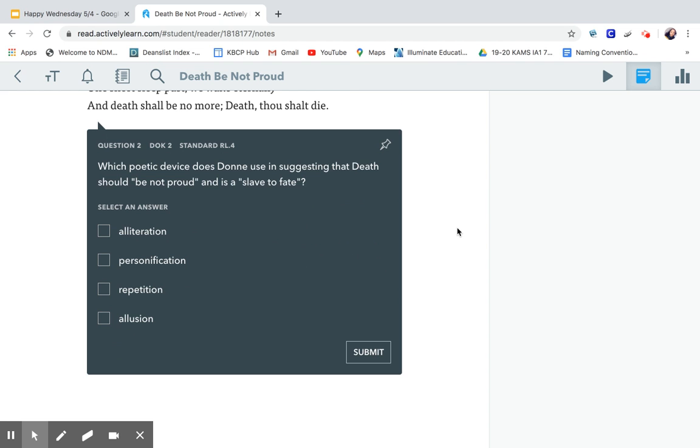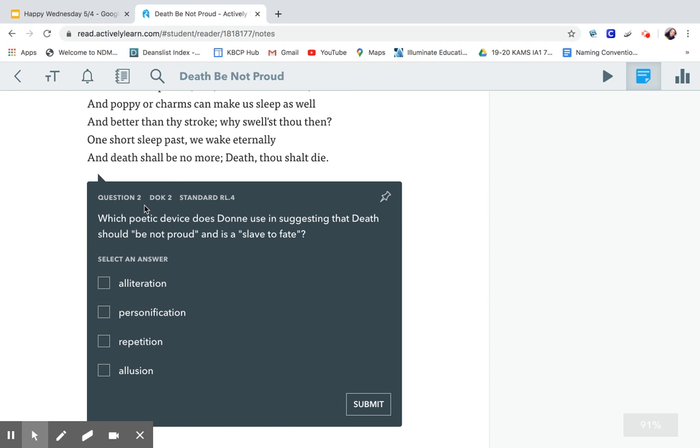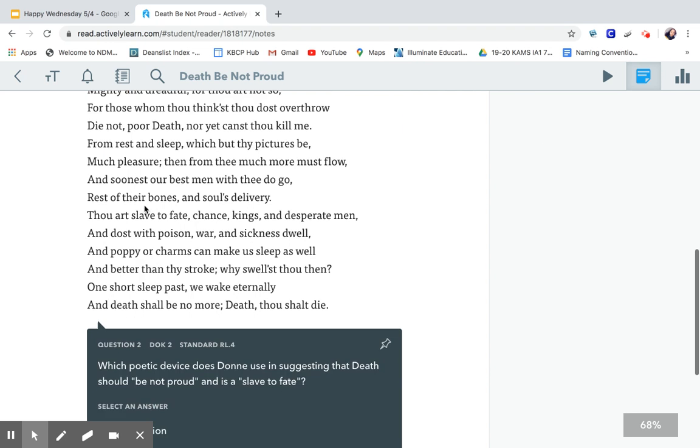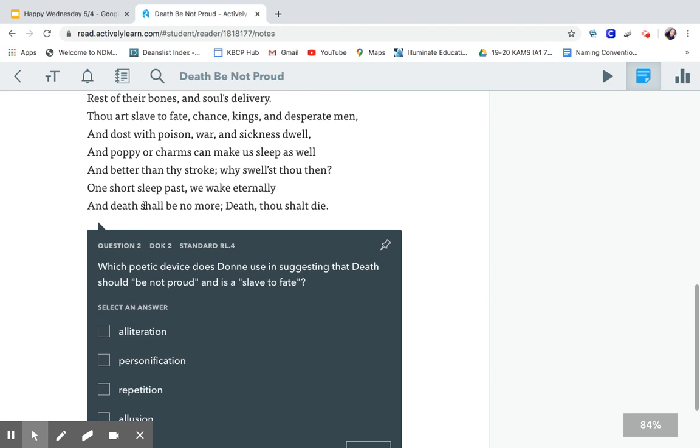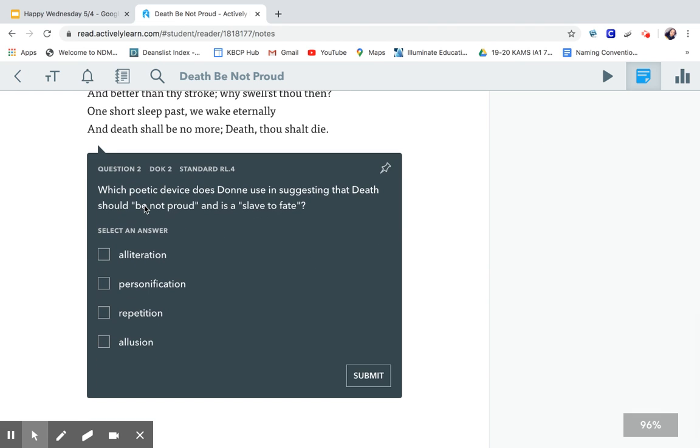So in order to move on to the next question, see how this is question number 2 because we answered question number 1 up here. In order to move on to the next question, when you are on Active Learn, you have to answer this question to move on to the next question.